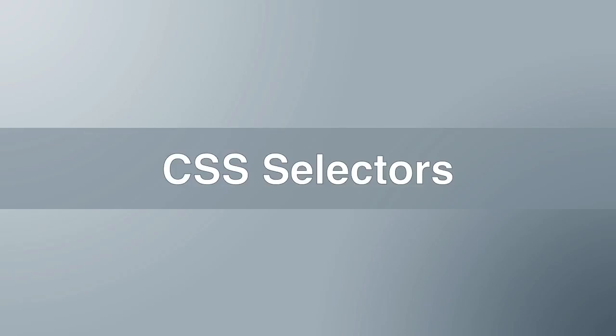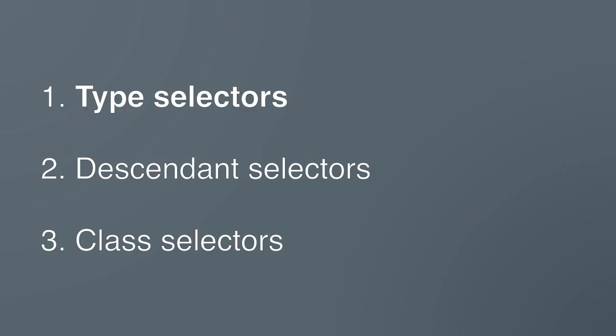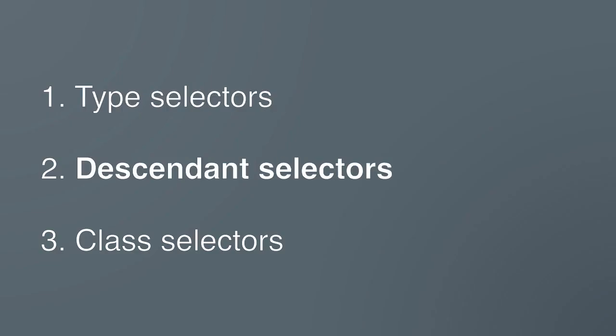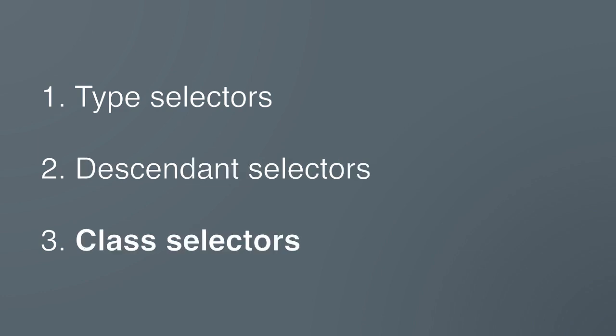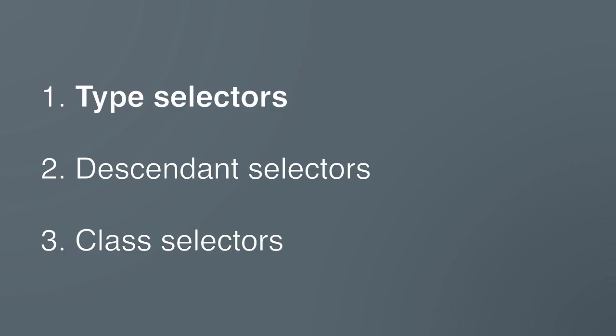In this lesson, we will learn a bit more about CSS selectors. Now, there are many different types of selectors, but the big three that we will cover in this lesson are type selectors, descendant selectors, and class selectors. Let's begin with type selectors.